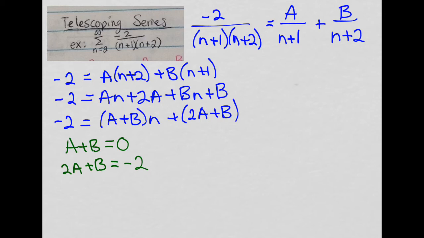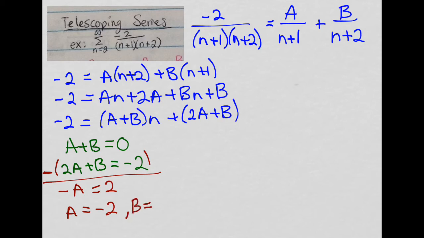Okay, I think I'm going to use elimination to solve that system. You can use your matrices on your calculator if you want. So let's take the top equation and subtract the bottom equation. So that gives me negative a, b's cancel, equals negative 2. So a equals 2, which if we plug that back in, that means b has to equal negative 2.